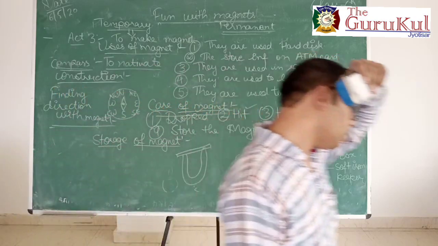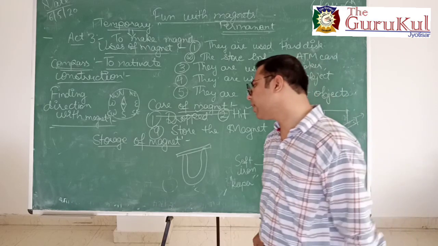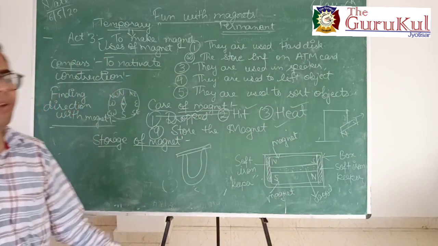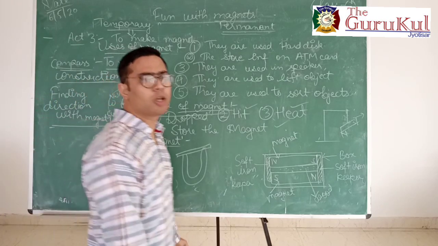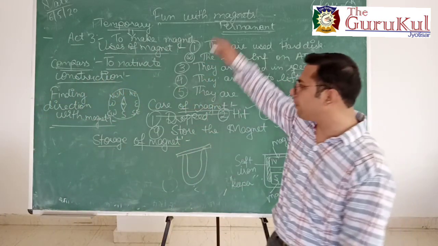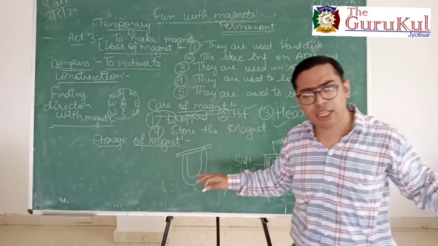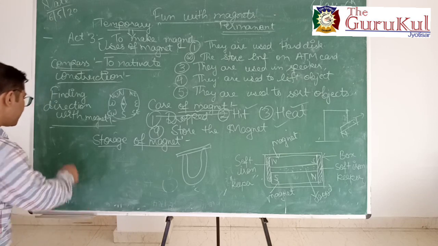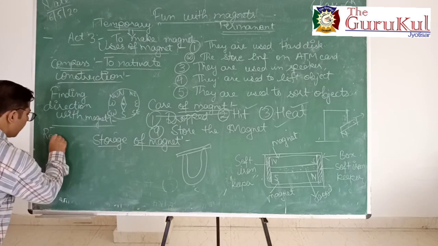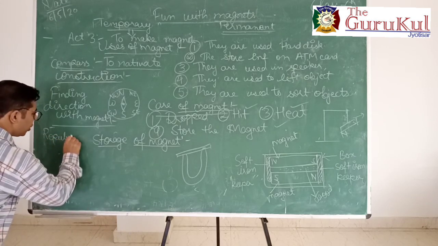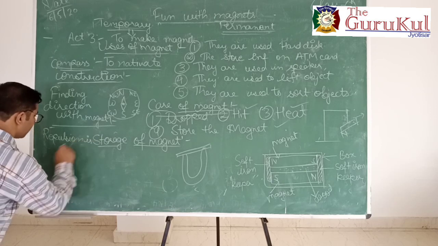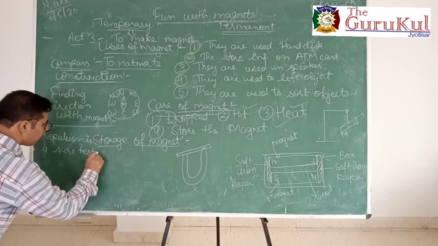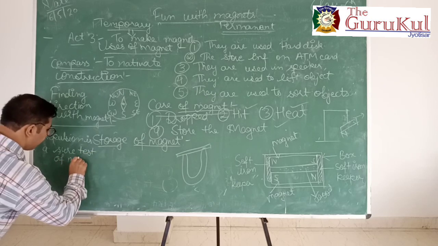Okay, now some more topics are there which I want to discuss with you, and you will find these questions in your assignment also. You will not find them in the textbook. Some other questions I want to discuss with you. One of them is repulsion. Repulsion is a sure test of magnetism.